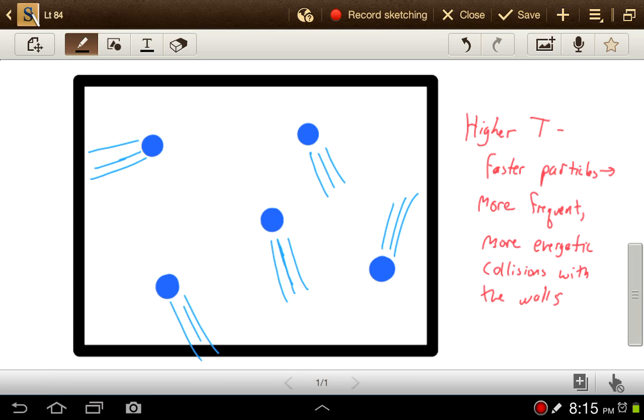So with larger temperature comes larger speeds for these particles zooming around like crazy. And with those larger speeds come more frequent and more energetic collisions, which means a higher pressure. So there's a relationship here between temperature and pressure for gases in a container of fixed volume. As temperature increases, the pressure increases with it.